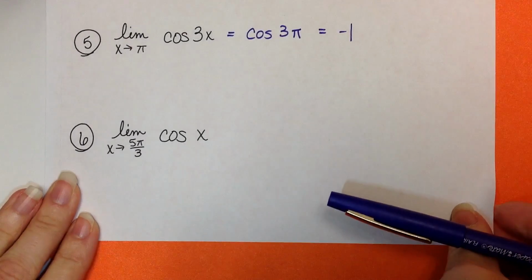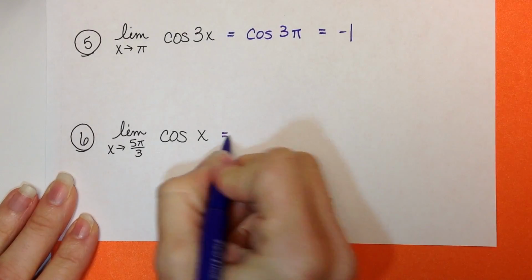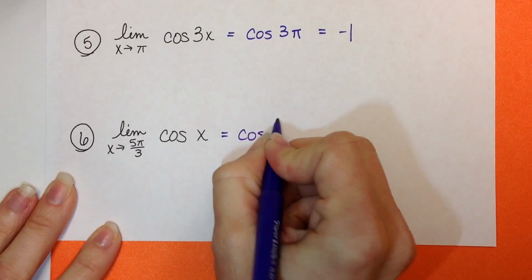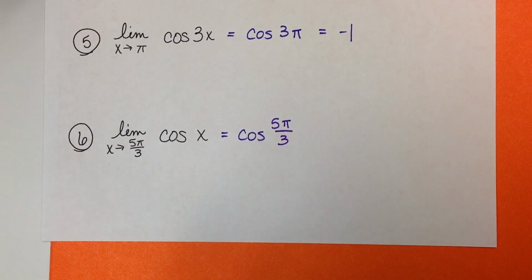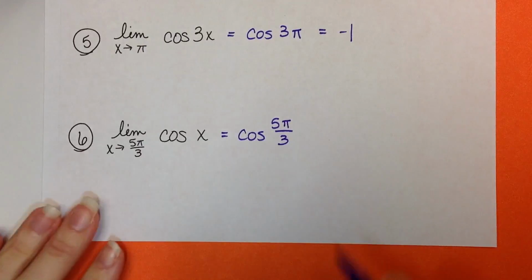Alright, number 6. Again, direct substitution, so I would have cosine of 5 pi over 3. Now, if you rely on your calculator, you may end up getting a big long string of decimal places. Sometimes you do, sometimes you don't. This one works out where you don't. If you plug it in, it actually tells you 0.5, which would be the same thing as 1/2.